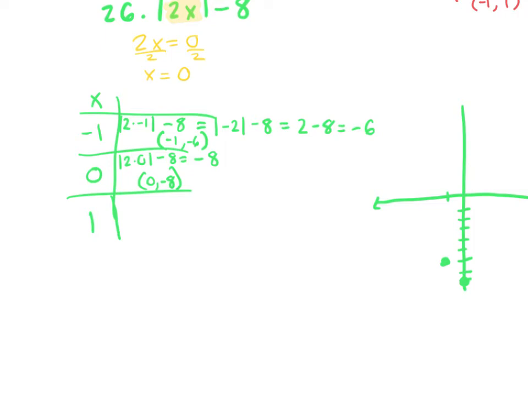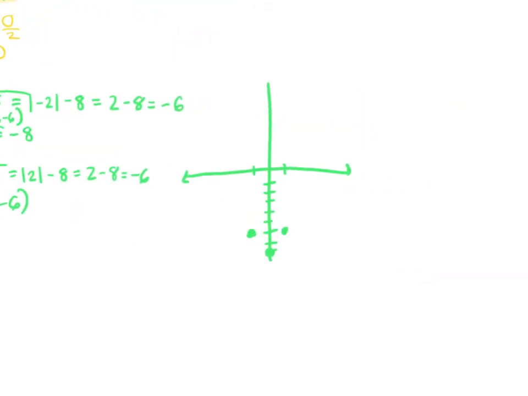And now we're going to plug in 1. So we have 2 times 1 minus 8. What's 2 times 1? 2. What's the absolute value of 2? 2. And then what's 2 minus 8? Negative 6. So then what's our point here? 1, negative 6. So we go to the right one and go down negative 6. Once we have our 3 points, we can draw our V.